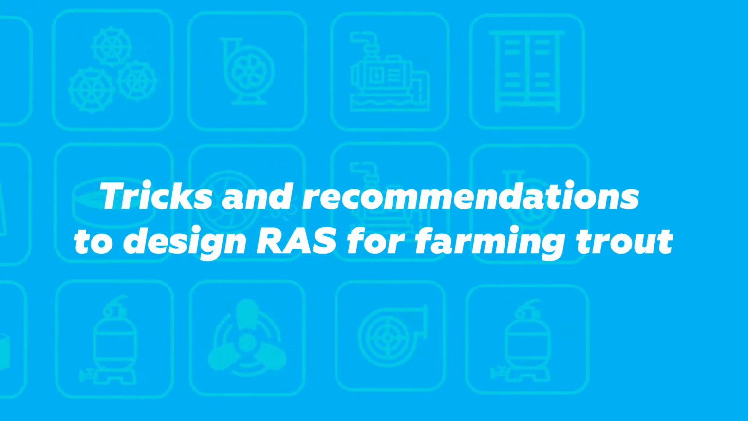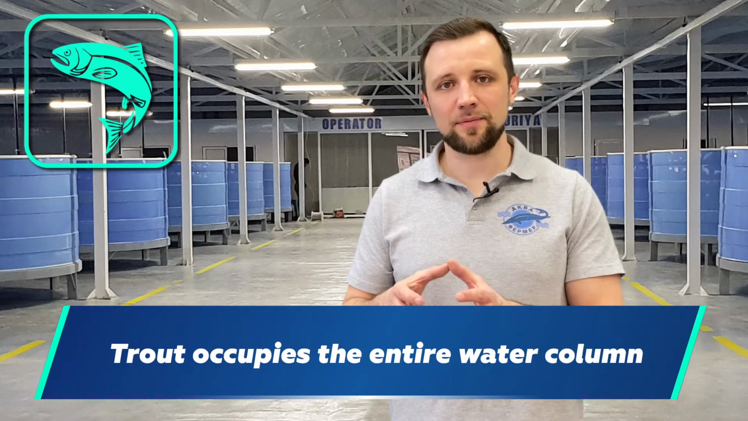And so, let's go further to tricks and recommendations for designing RAS for farming trout. Trout is such a fish that occupies the entire water column. The sturgeon, for example, is a bottom fish. You can stock it only in shallow tanks. But it's not the case for trout.